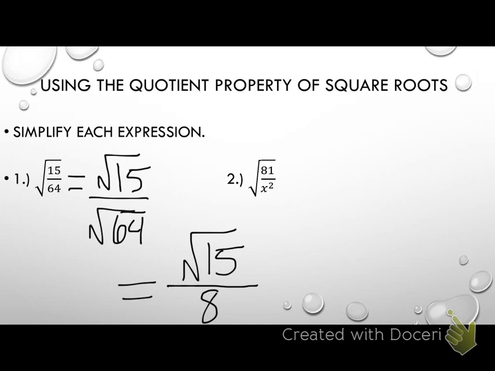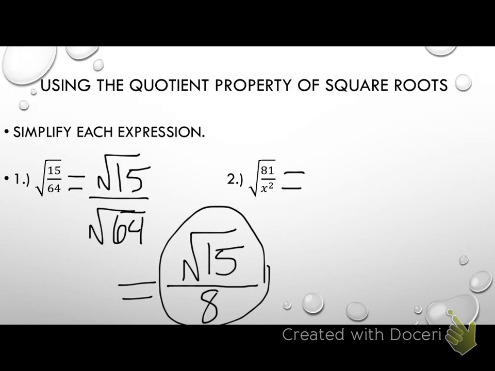Now the square root of 15 over 8 cannot be simplified any further. And based on my three conditions from the very first slide, there's no perfect squares that go into my number under the radical. I no longer have a fraction inside the radical, and I do not have a radical in the denominator. So this is my radical in simplest form. So once again, split them up into their own radical, simplify both radicals. Let's look at number 2.